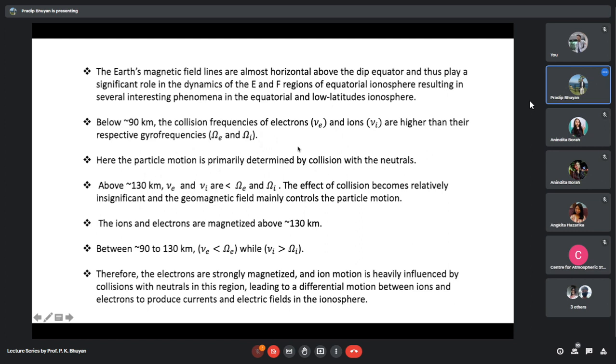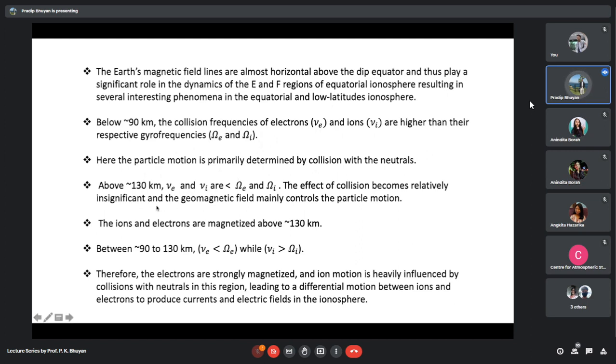So because the collision frequency of electrons and ions is higher than their respective gyro frequencies, the motion of the particles, by particles I mean electrons and ions, will be determined not by their collision with other ions or ion-electron collision. It will be controlled by the ion-neutral collision or electron-neutral collision, okay?